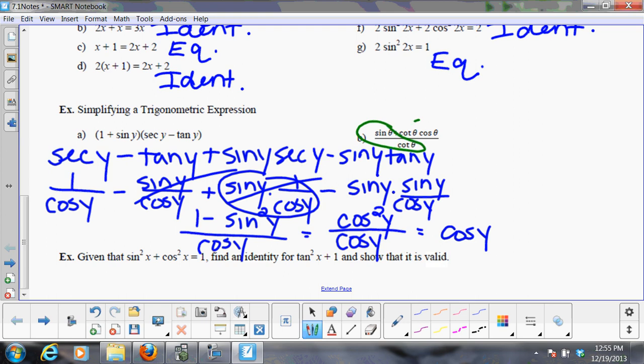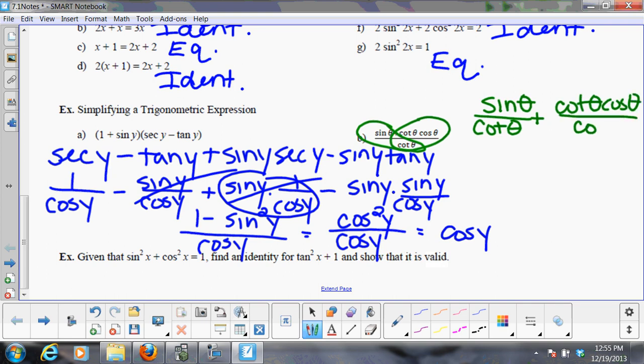I will switch colors and I will actually start this next one. We can actually separate our parenthesis or our fraction, getting sine theta over cotan theta plus cotan theta cosine theta over cotan theta. Well, in the first one, sine over cotan. Cotan can be changed to cosine over sine. Those are the same thing. They're equal. You can see it up in the box above. And if you are dividing a fraction, it's the same thing as multiplying by the reciprocal.